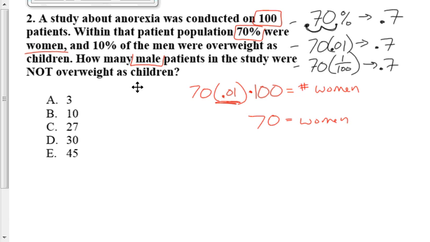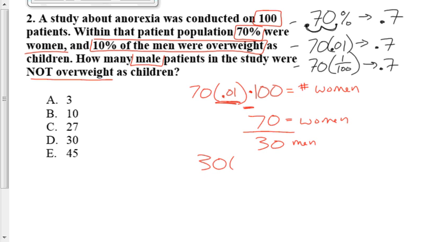Now, if there were 100 people total and 70 of them were women, if we subtract 70 from 100, that means that there are 30 men. Okay, so now we know how many men there are, and now we just need to figure out how many were not overweight. Well, they tell us that 10% of the men were overweight. So once we know how many men were overweight, we can then subtract that from 30 to figure out how many were not overweight. So we know 10% were overweight.